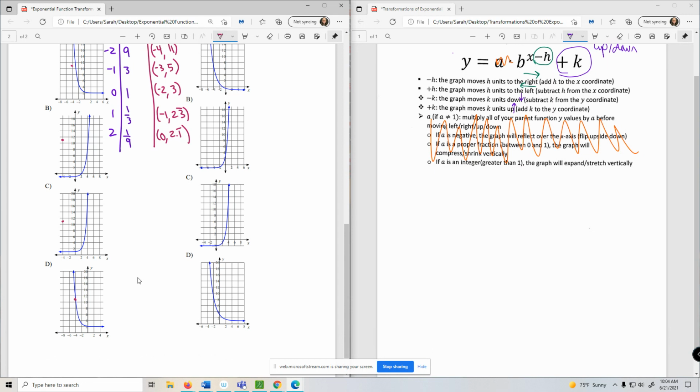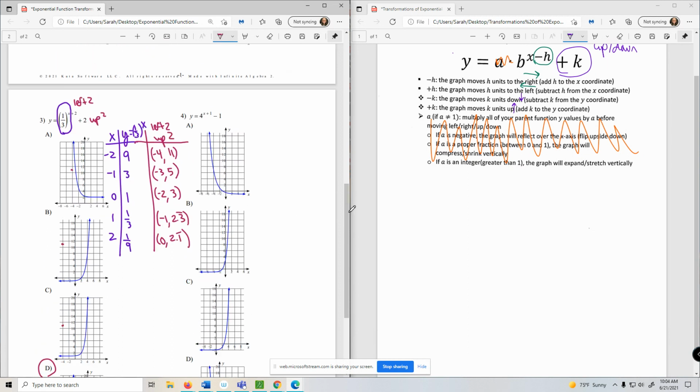Now let's check the other points. Negative 3, 5. Negative 2, 3. And then the other things are going to be a little bit above 2. And so that all checks out. D is the correct graph here. Let's do one more to make sure we've really got this down.